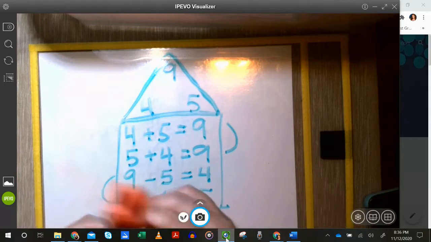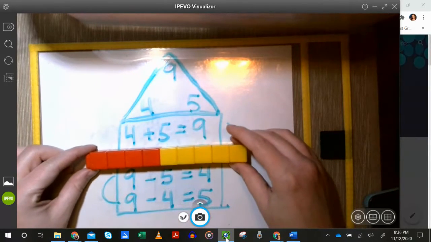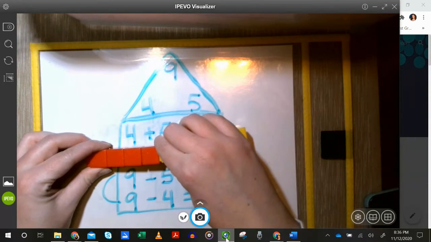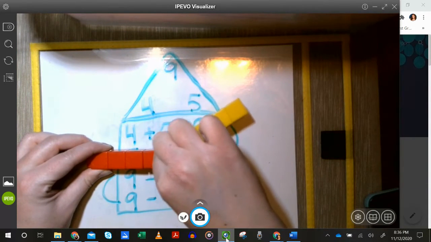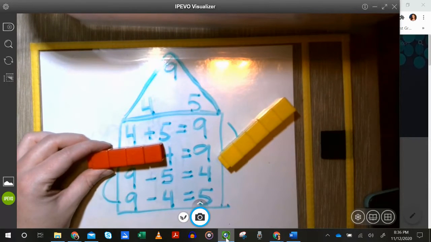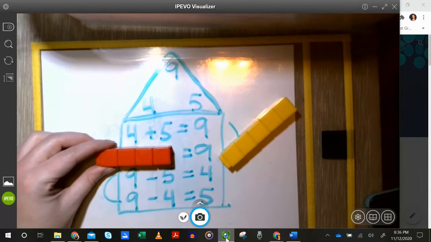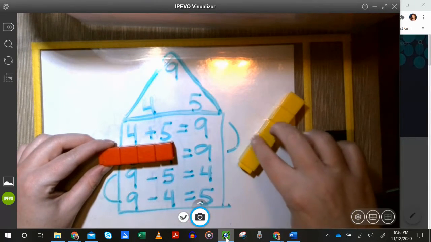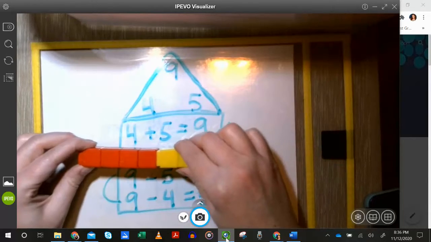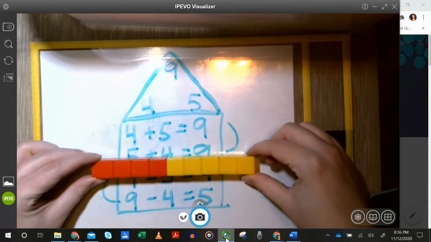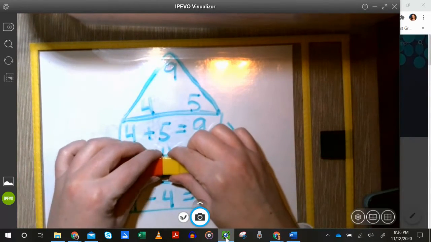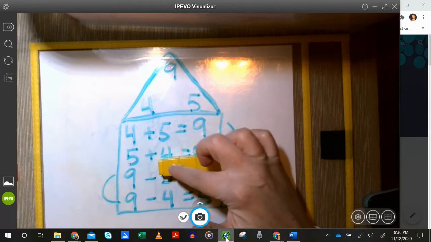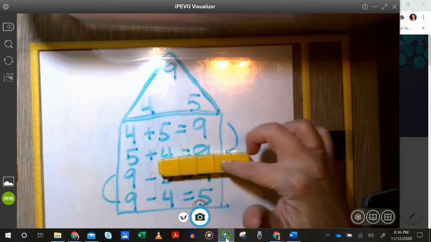So if I have this stick with 9 connecting cubes, I might take away 5 of them. So here comes 5. And what is left here at the house? 4. 1, 2, 3, 4. Okay. Or I might have these 9 cubes all at home, and the 4 might go away. And what gets left? 5. 1, 2, 3, 4, 5.